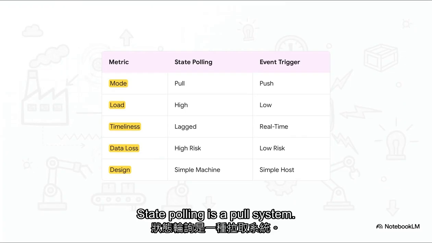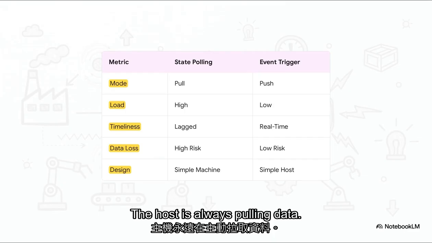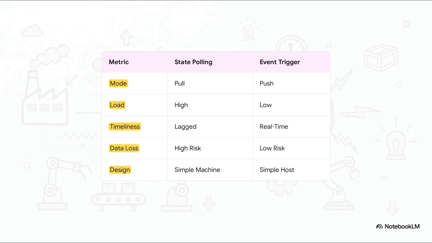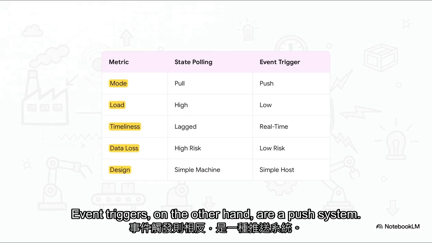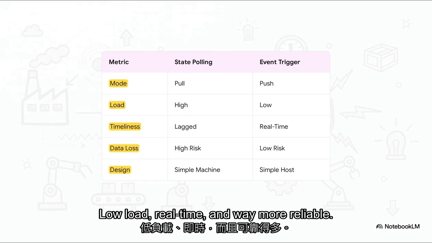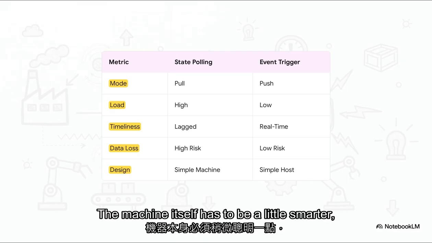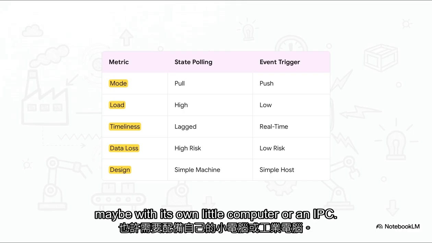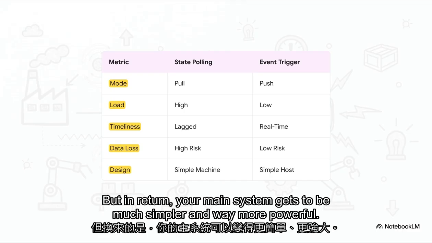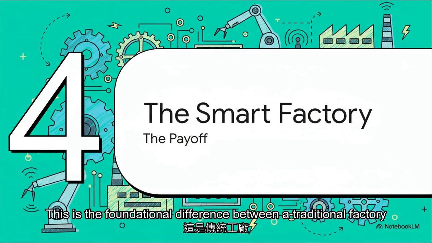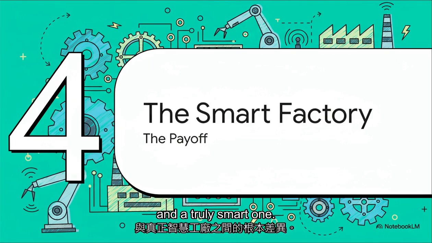State polling is a pull system. The host is always pulling data. That means high load, lag, and a big risk of data loss. Event triggers, on the other hand, are a push system: low load, real time, and way more reliable. Now there is a trade-off. The machine itself has to be a little smarter, maybe with its own little computer or an IPC. But in return, your main system gets to be much simpler and way more powerful. Look, this isn't just some tiny technical detail. This is the foundational difference between a traditional factory and a truly smart one.